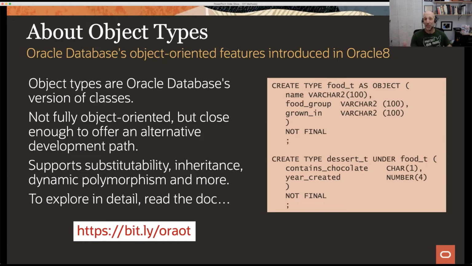That's because I'm going to build a subtype off of the supertype, or in this case, the root type, called dessert. And dessert can contain chocolate. We can keep track of the years it's created. So just to cover a couple of simple topics here.